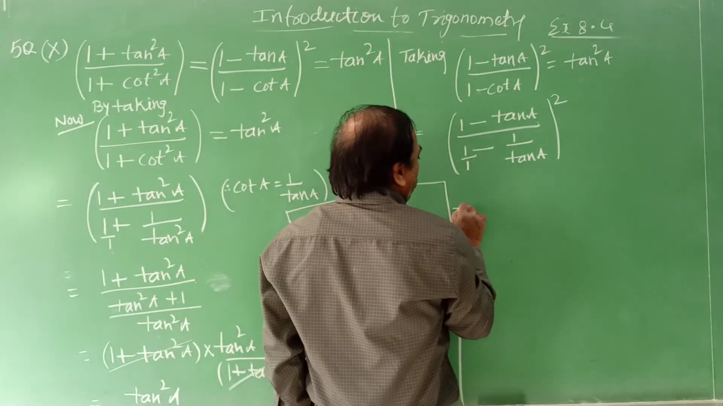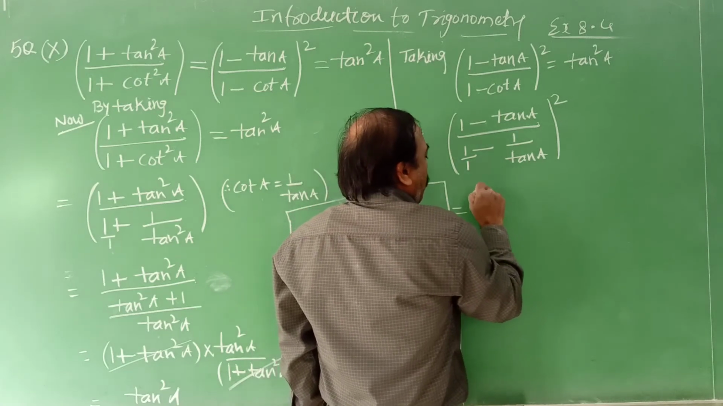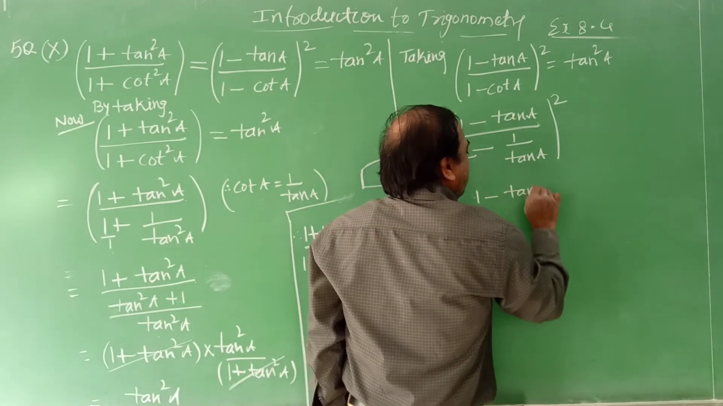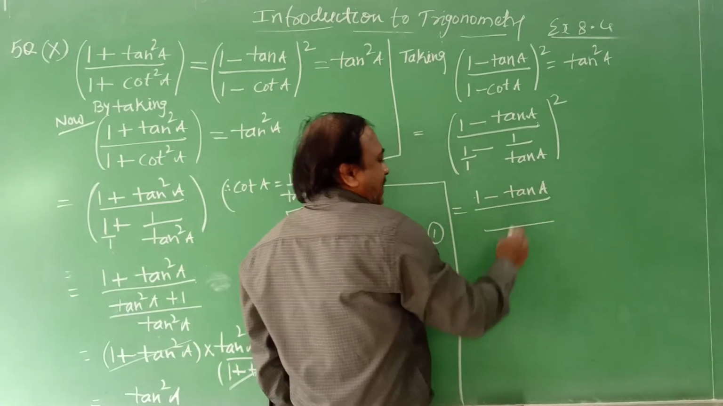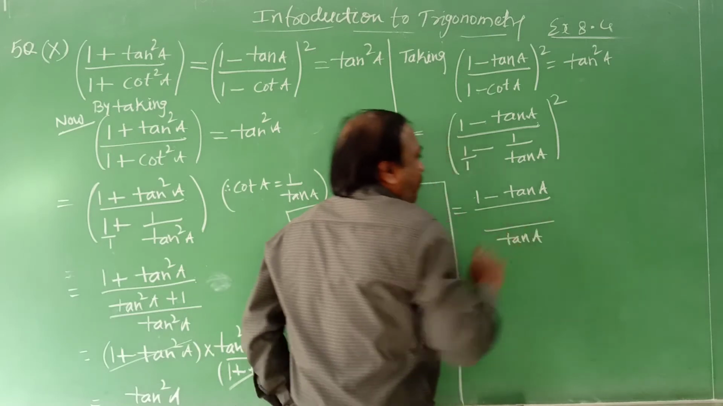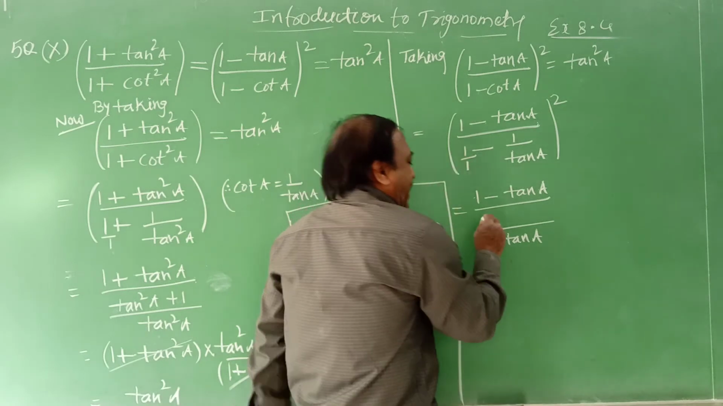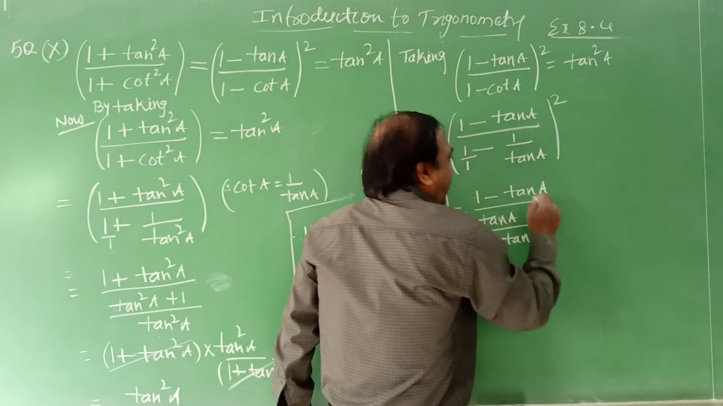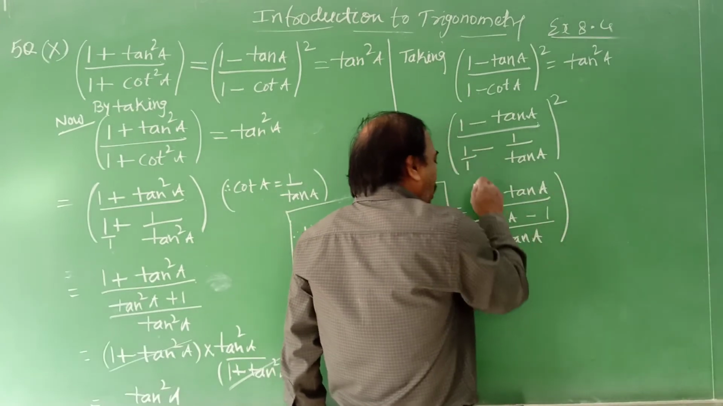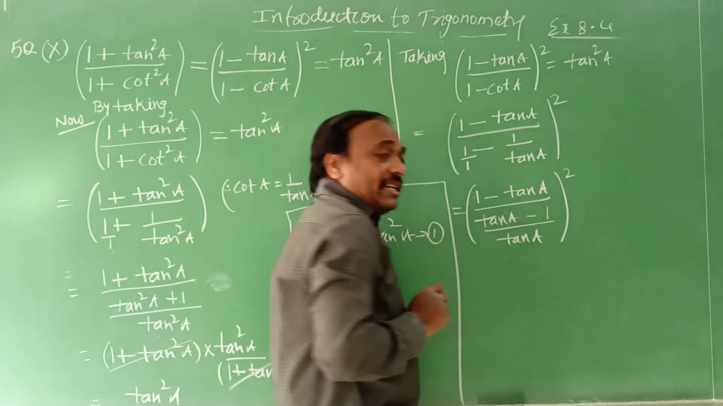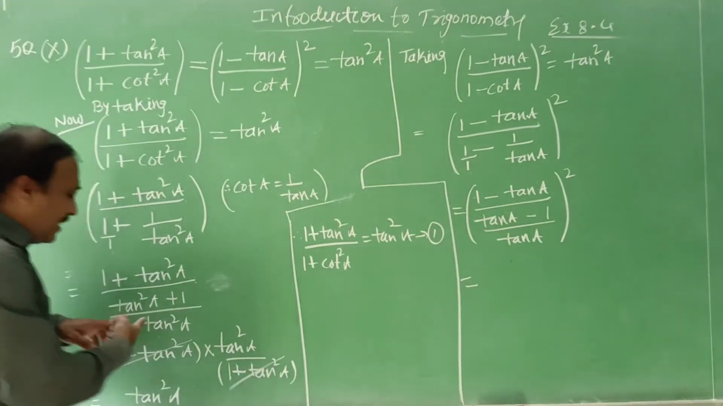Which is equal to, take the LCM for the denominator part. In the numerator we have 1 minus tan A, and in the denominator the LCM is tan A. Now, if we divide with 1, the quotient will be tan A into 1, tan A, minus tan A, quotient will be 1 into 1, 1 whole square. Right?